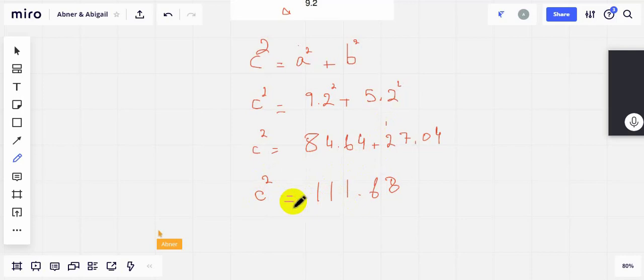Now we need the value for c, not c squared. So how can we get rid of the square? The square root. So we need to take the square root on both sides. Now just quickly find the square root of 111.68. It is 10.6, rounded to the nearest tenth. So c equals 10.6. The square is cancelled by the square root, so that's why we just got c.